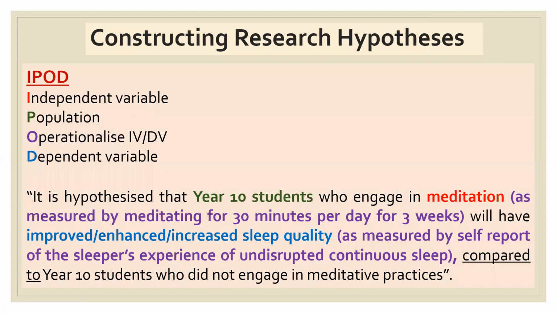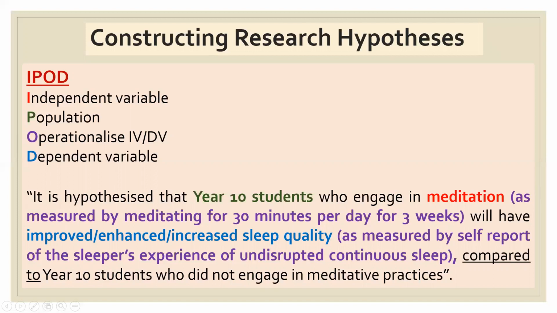When we talk about constructing a research hypothesis for this one, it's again the same kind of formula. You use the formula, you start with those 4 words: it is hypothesized that. Insert your population, which in this case is year 10 students, who engage in insert your simple IV, which is meditation, insert your operationalizing, which is the first example from the previous slide, as measured by meditating for 30 minutes a day for 3 weeks. You can use any of those words, but you should always show a direction of effect, okay?